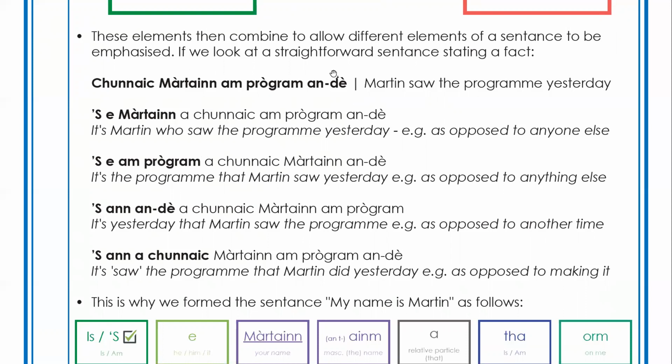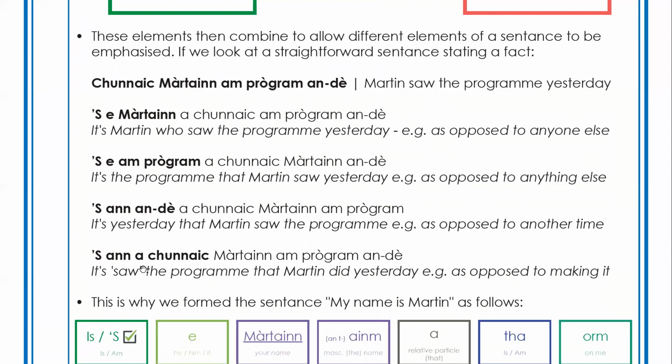If we want to emphasize when it was that Martin saw the program, we can bring an-dè to the front. And here you can see that is e has changed to is ann because it's not dealing with a noun. So here we have a noun, here an adverb of time, and here a verb. So this time we have is ann an-dè a chunnaic Màrtainn am program. It's yesterday that Martin saw the program, as opposed to another time.